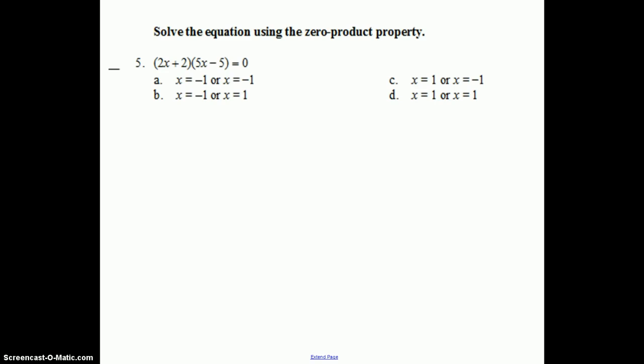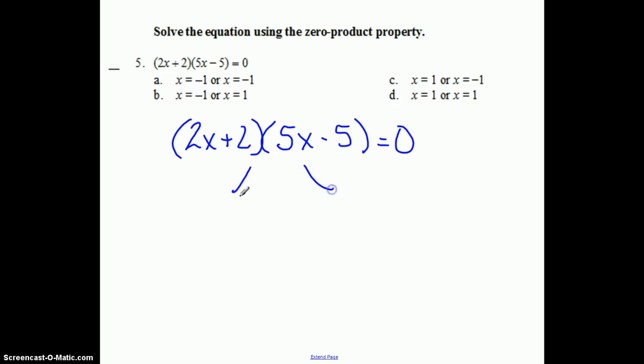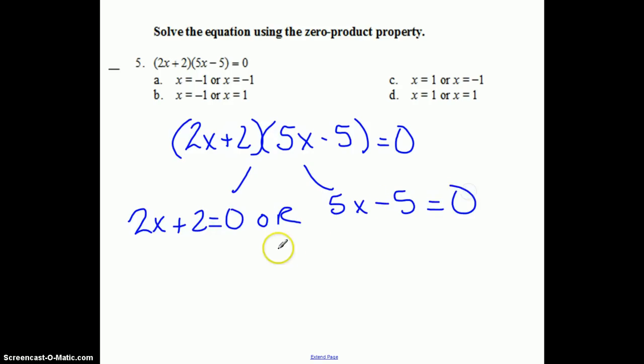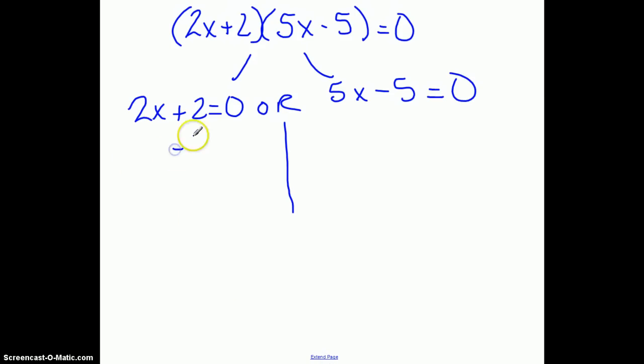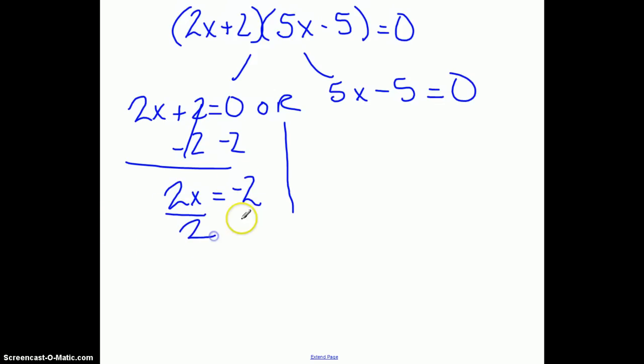Okay, next one. Solve using the zero property. So this is where your parentheses are already done for you. Don't have to factor. All I have to do is split them. So 2x plus 2 equals 0, or 5x minus 5 equals 0. Draw my line here. So subtract 2. So 2x equals negative 2. Divide by 2. x equals negative 1. Over here, add 5.